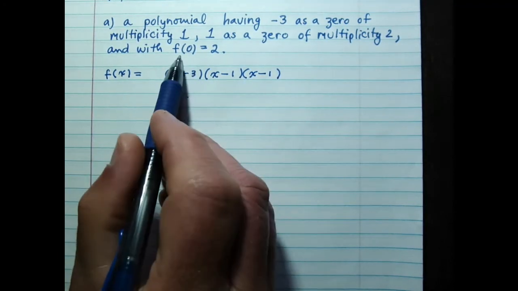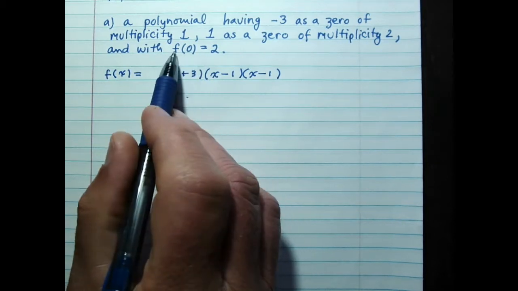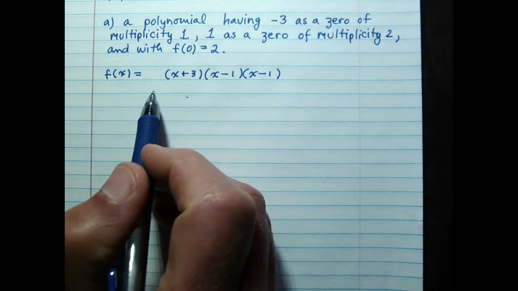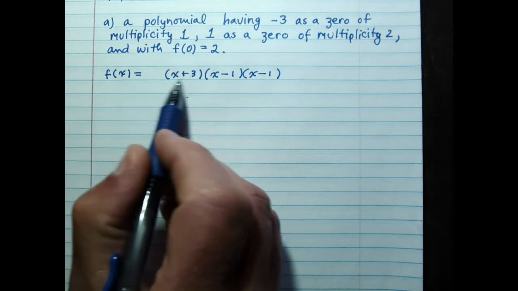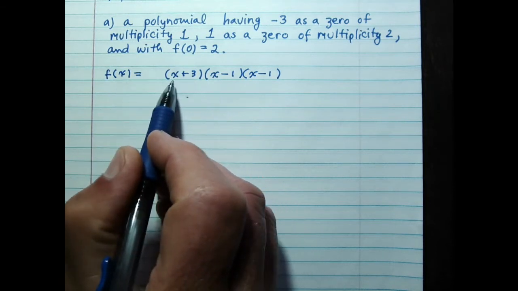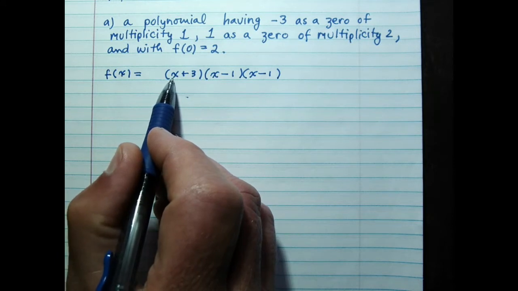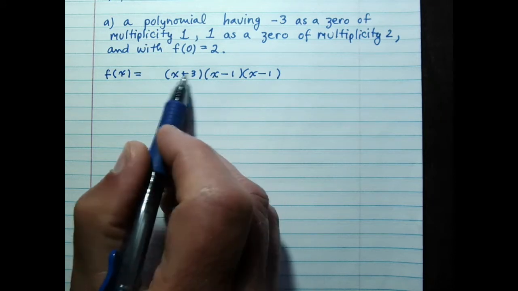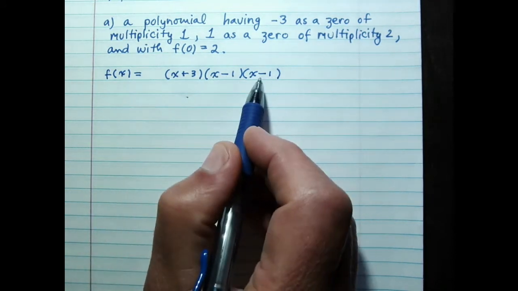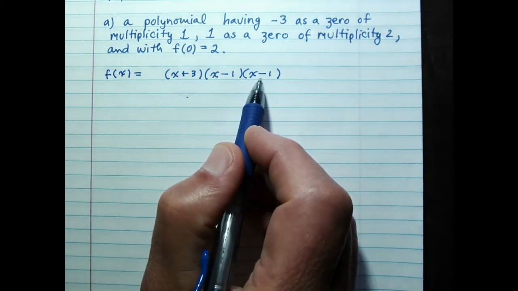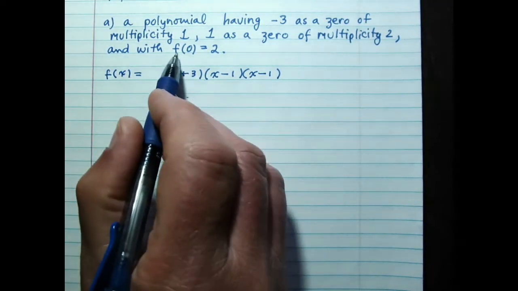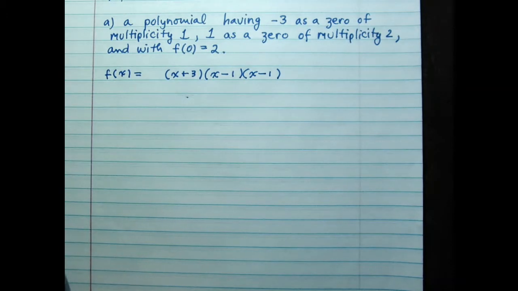And then we're given some additional information about the y-intercept, really, because that's when you plug in 0 for x. Now, from what I have right now, if I plug in 0 for x, I'll get 0 plus 3, or 3, times 0 minus 1. I'll get 3 times negative 1 times negative 1, which is just 3. So as is, this function doesn't work yet, because it doesn't satisfy the f of 0 equals 2 condition.